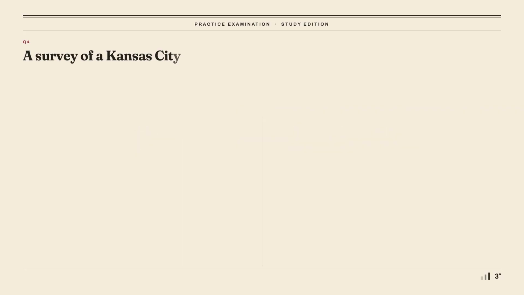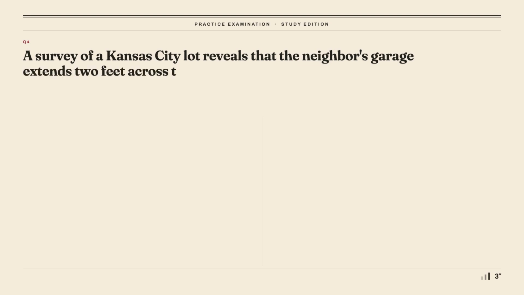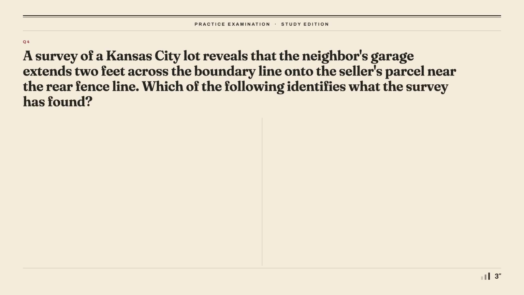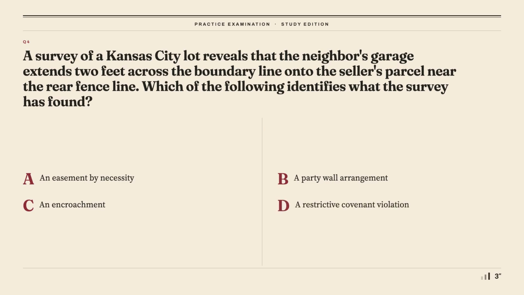Question 4. A survey of a Kansas City lot reveals that the neighbor's garage extends 2 feet across the boundary line onto the seller's parcel near the rear fence line. Which of the following identifies what the survey has found? Your options are A. An easement by necessity. B. A party wall arrangement. C. An encroachment. D. A restrictive covenant violation. What's your answer? Commit to one before I continue.